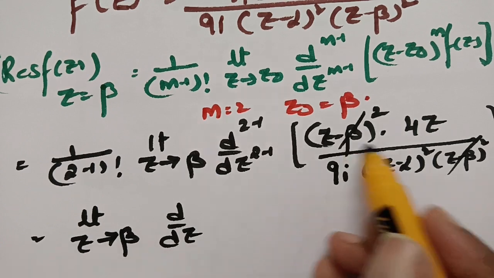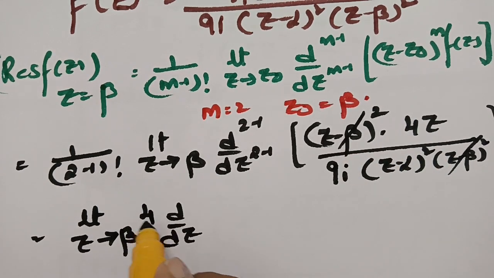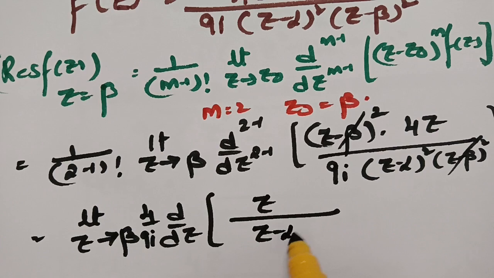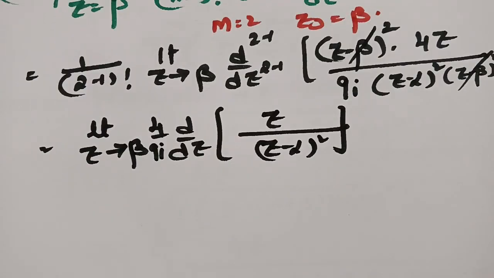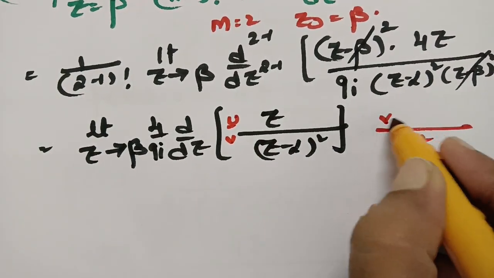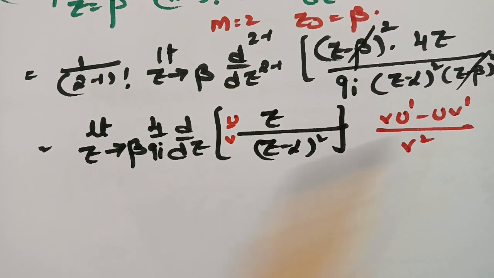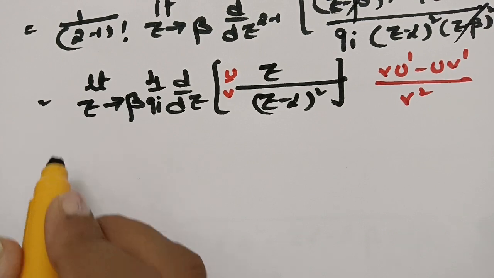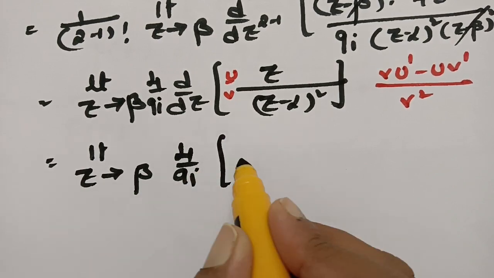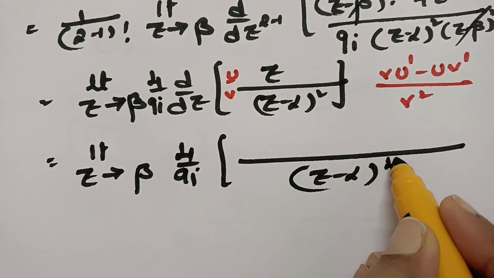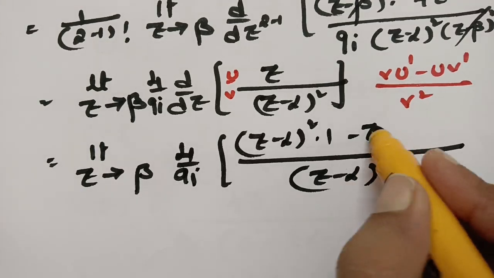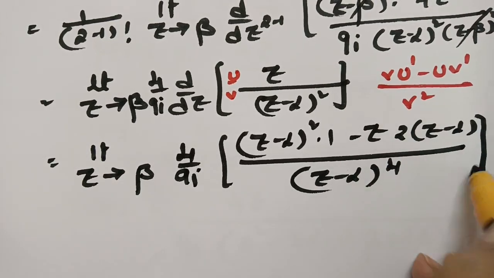This is d by dz of 4 by 9i, which is a constant, so I am writing 4 by 9i into what remained, z by (z minus alpha) whole square. I have to take the derivative one time. This is of the form u by v, so the derivative is (v u dash minus u v dash) by v square. Now this will be the limit z tends to beta of 4 by 9i times, if I make the derivative, (z minus alpha) power 4 in the denominator, and in the numerator (z minus alpha) square times 1 minus z times 2 (z minus alpha).